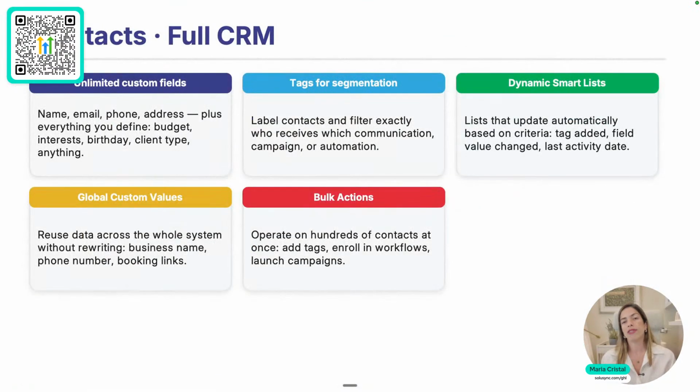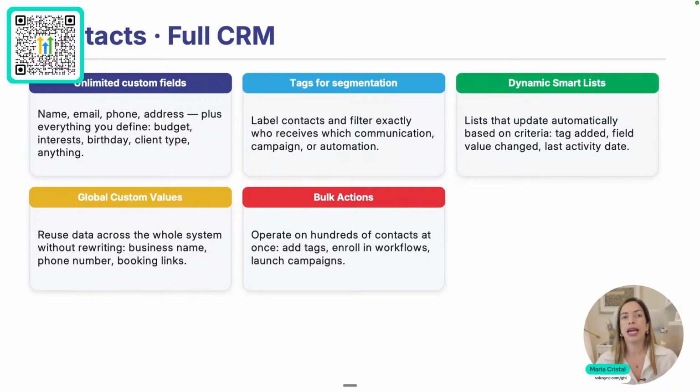Everything is inside. You can tag your clients with tags that allow you to segment them. You can also have smart lists to make sure that you can view, for example, the specific students from one specific course or service, okay? You have global custom values to reuse the data across the whole system. So if I create a WhatsApp template that says the contact's first name, when I send it out, it will always update the information, okay?